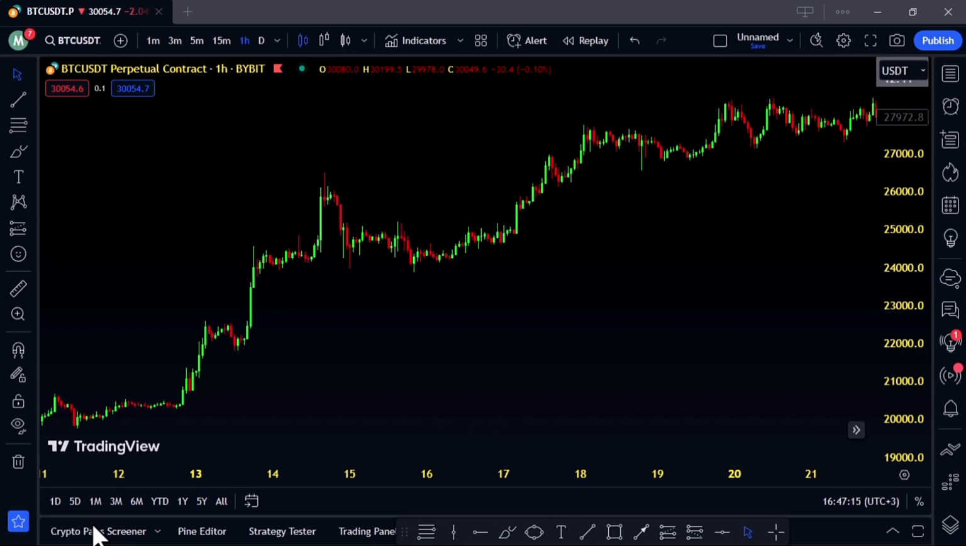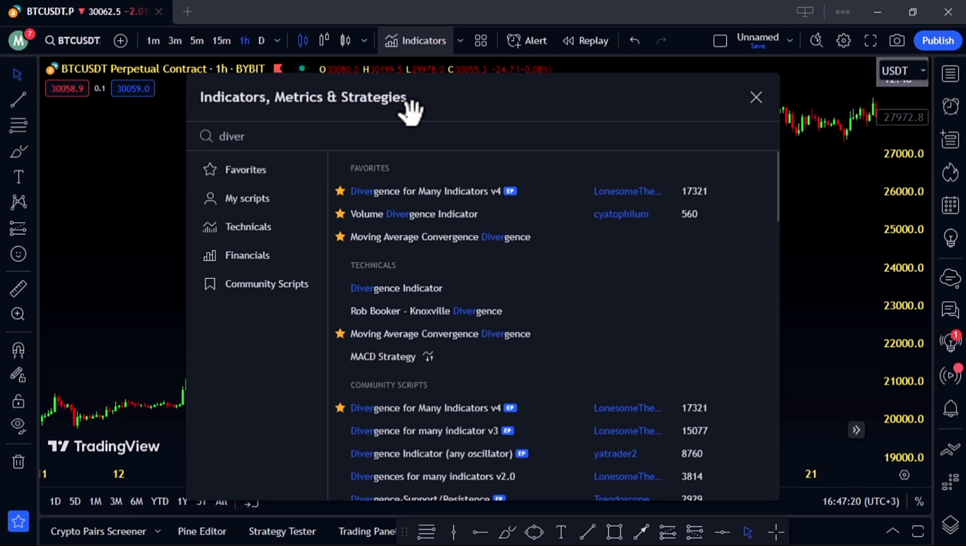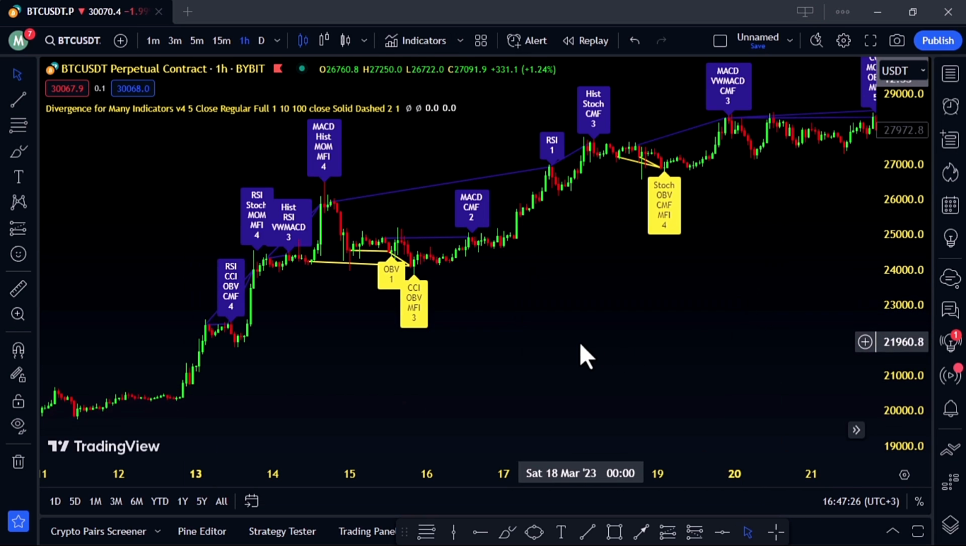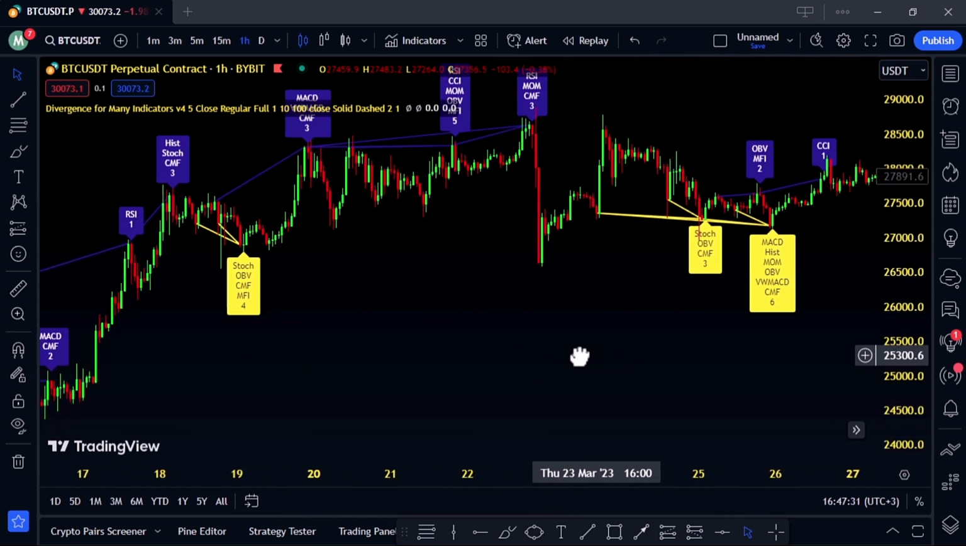So, without wasting any time, let's start with the first indicator, which is called the Divergence for Many Indicators version 4 by Lonesome the Blue. Be sure to add it to your collection. This tool basically checks every single candle for different divergences.